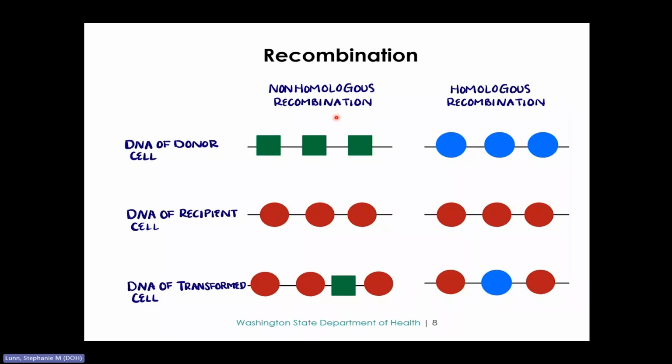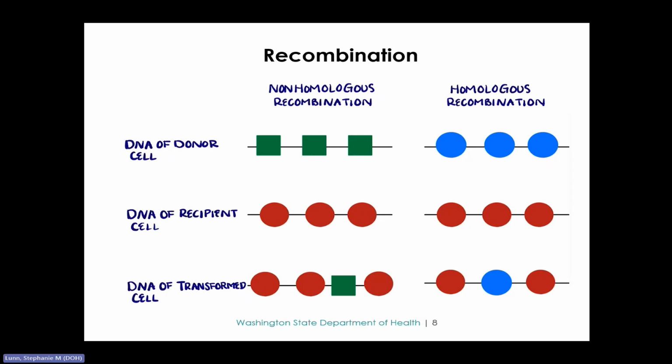You can think of it as a form of lateral gene transfer. So say we have the DNA of a donor cell, which contains a series of genes represented by the green boxes. Since recombination requires the tango of two DNA molecules, we also have the DNA of the recipient cell, which contains a series of genes that are represented by the red circles. Note that the sequences between the donor cell and the recipient cell are dissimilar, or not the same.